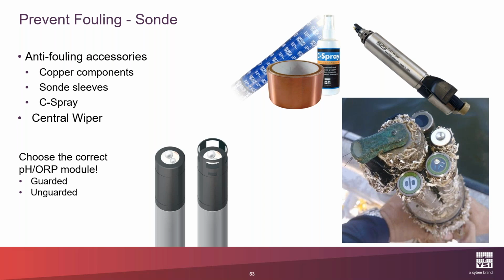The important takeaway here is that if you're using an EXO and it has a wiper on it, you want to choose the right pH ORP module down here in the corner. That guard is good if you don't have a wiper, because then it'll help keep debris from getting onto the probes. However, if you have a wiper, you want that wiper to make contact with the bulbs, and for long-term deployments, in that case, don't use a guard on that one. And that's really all I have to say about that. For more information, please check out the anti-fouling webinar.